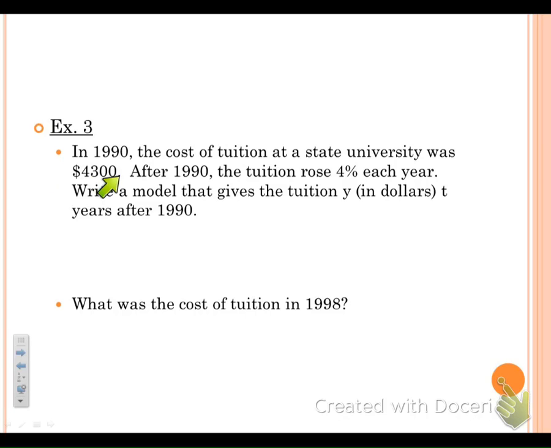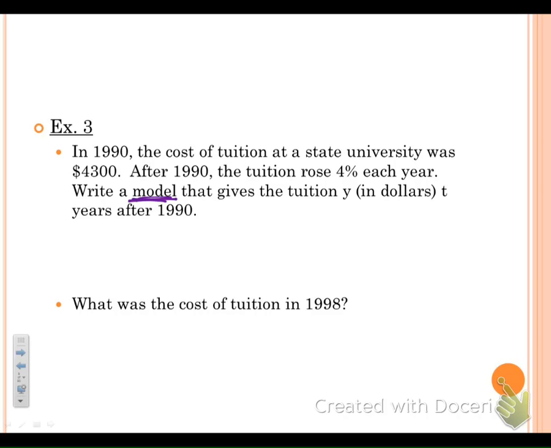In this problem, reading through it: in 1990, the cost of tuition at a state university was $4,300. After 1990, the tuition rose 4% each year, which typically happens. Write a model that gives the tuition Y in dollars T years after 1990. So here's what this last statement means.